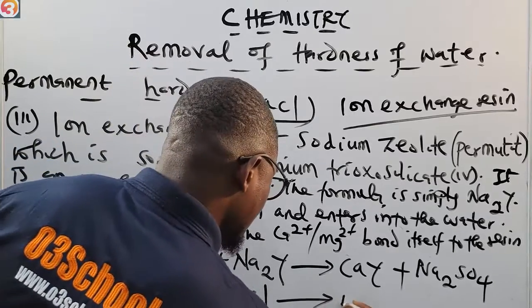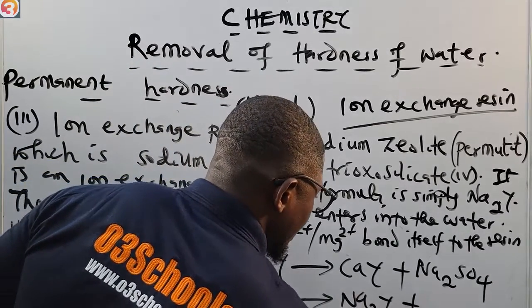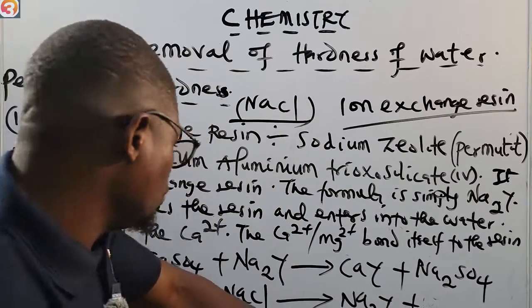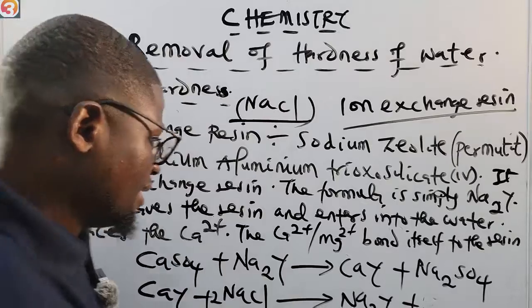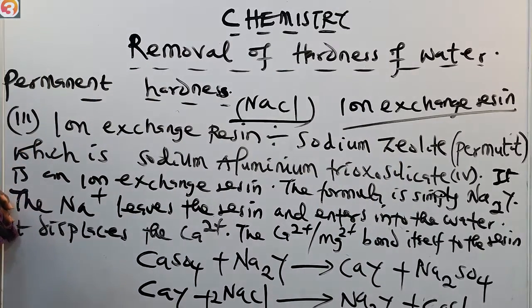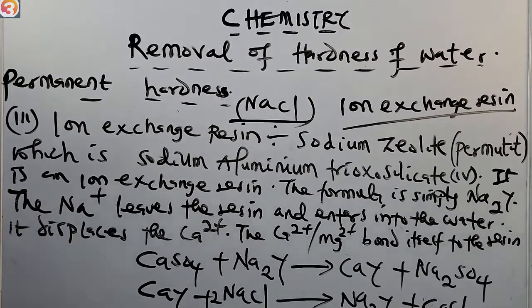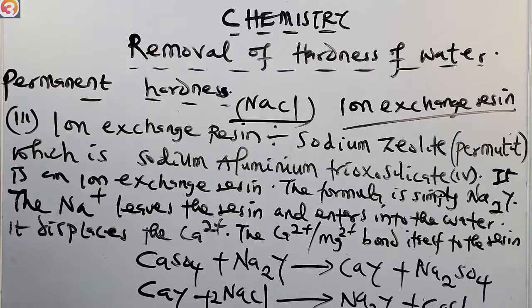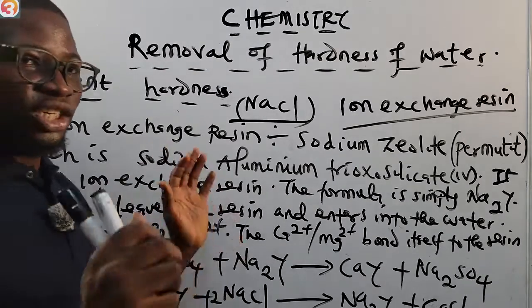I'm going to have Na2Y plus CaCl2. This salt, CaCl2, is soluble, while that one is insoluble. So that is what happens in the ion exchange resin.